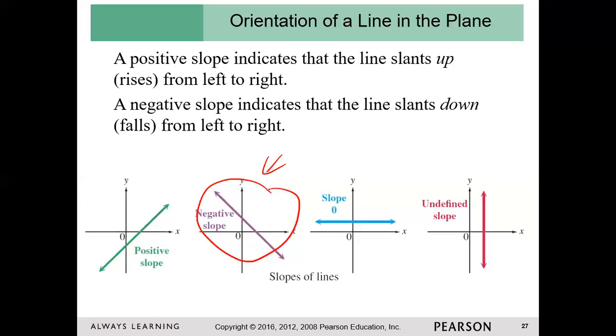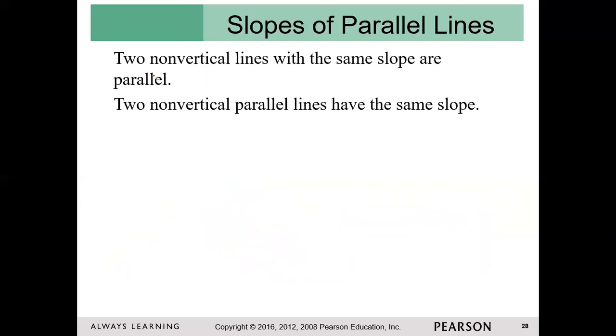It's wrong. Okay. So two non-vertical lines with the same slope are parallel. Most students know that parallel lines never intersect. Okay, so parallel lines never intersect.